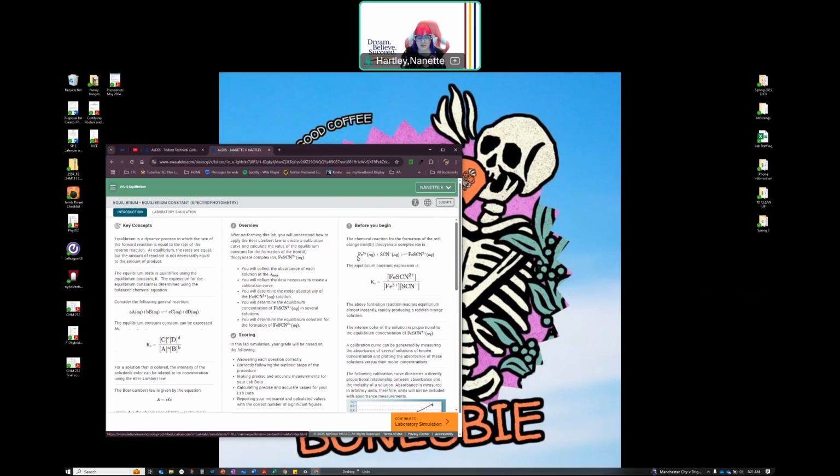So if we're looking at Fe3+ and SCN- making FeSCN2+, then the FeSCN2+ is our colored species. The formation of that, whatever that concentration is, we can measure directly. And of course, if we know the initial concentration of the Fe3+ and the initial concentration of the SCN-, then we'll be able to figure out their equilibrium concentrations using the ICE tables, just like we talked about in class.